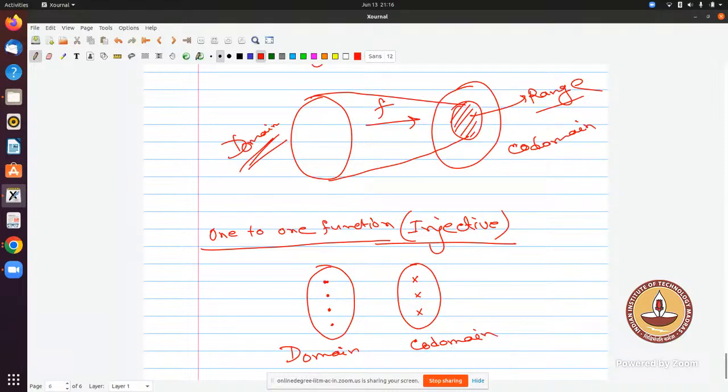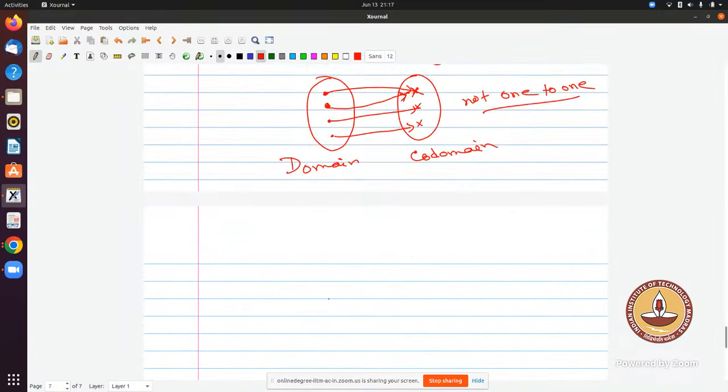Okay. Now, for a one-to-one function, suppose this element is going there, and this element is also going there. This element is going there. This is how the function works. This is not one-to-one. Why? Because there are two elements inside the domain which are going to the same image, giving me the same output. This cannot happen for a one-to-one function. If this type of situation happens, then it is not one-to-one. Otherwise, it is one-to-one. So let me give an example to make it clear.